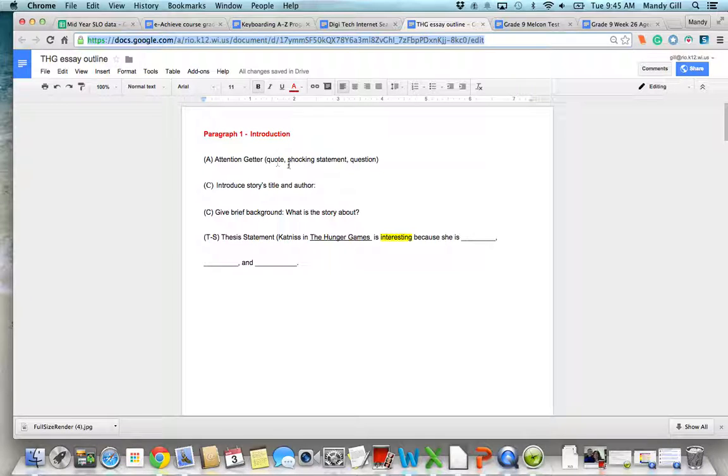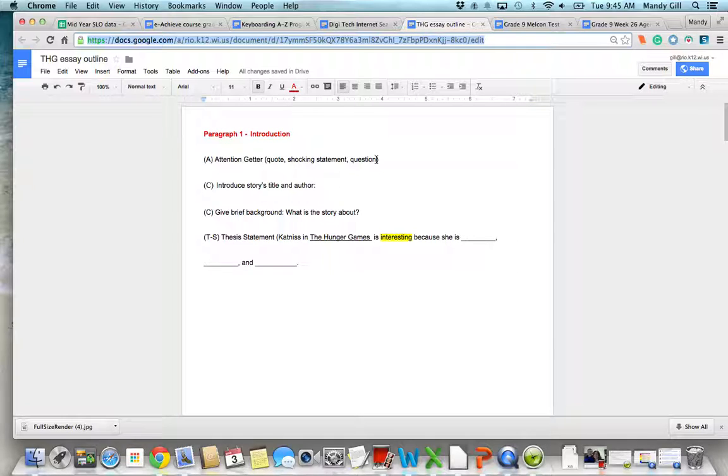So, I talked briefly about starting with an attention getter. I suggested that you start with a quote, a shocking statement, or a question. We're writing about the Hunger Games, and about one character in particular, so it would be fine if you found a quote from the textbook that you wanted to start out with, and you just have to make sure that you cite the character who said it and the page number. You could also think about something really shocking that happened, or something shocking that relates to the story. And you can always start with a question.